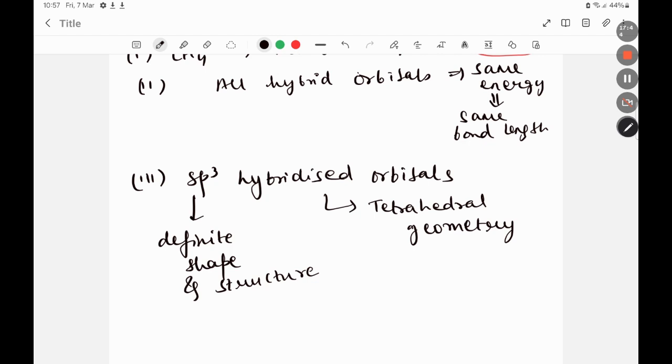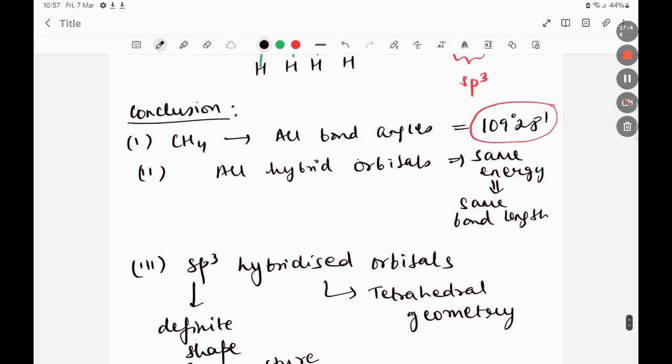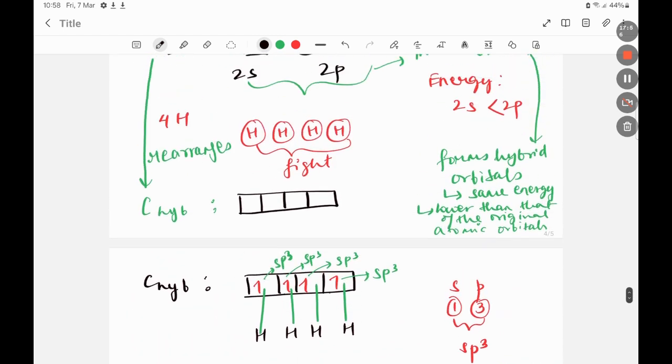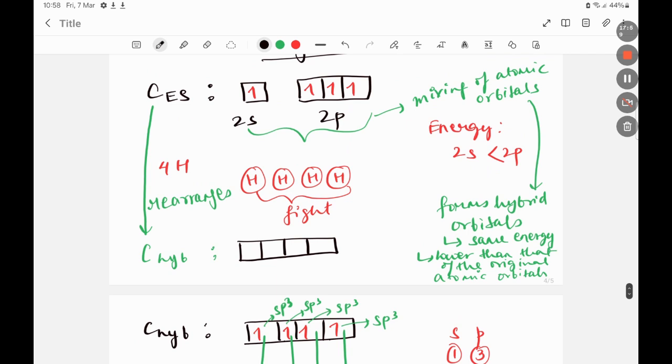Okay, so this is how beautifully we matched all our experimental data with our theoretical data by just introducing the concept of hybridization. So hybridization is nothing but mixing of the atomic orbitals to create a new form of orbital, which is the hybrid orbital. Why is it hybrid? Because it is neither purely p nor purely s. It is a mixture of s and p, and that is why it is hybrid. They all have the same energy, and their energy is lower than that of the original atomic orbitals.